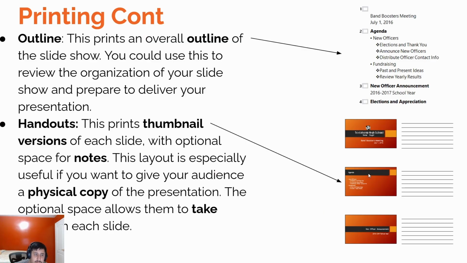So obviously, we can also print out an outline, an overall outline of our slideshow. Again, we could do this to review the organization of your slideshow and prepare to deliver your presentation. Alternatively, we could also do handouts, which honestly were very useful. In elementary school, teachers would print these out, but these print thumbnail versions of each slide with optional space for notes. This layout is especially useful if you want to give your audience a physical copy of the presentation, and the optional spacing allows them to take notes, right?